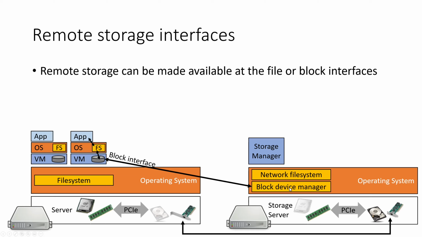And then the storage server will again retrieve the data from disk and then send this block of data to the compute server, and then the compute server will send this block of data to the virtual device, and then the virtual device will send it to the file system, and then the file system will send this data to the application. So we can have the remote storage being accessed through the block interface or the file interface. It just depends on how the devices are configured.